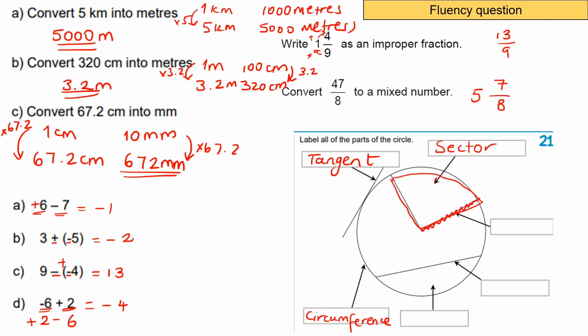Of course, this section is coming from the center of the circle, and it's going to the circumference, and it's going to be radius. This here, it looks like a diameter, but it's not going through the center, so it's going to be a chord, and this slice here is called a segment. There you go.